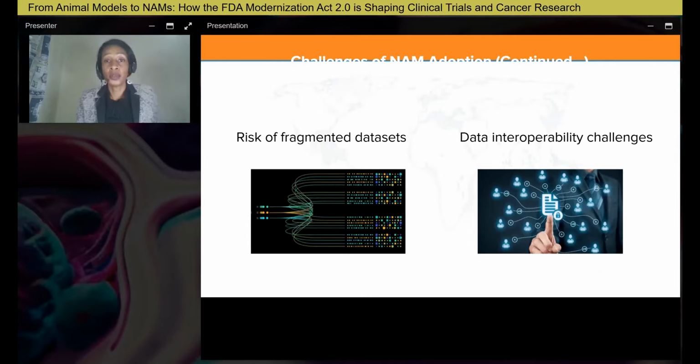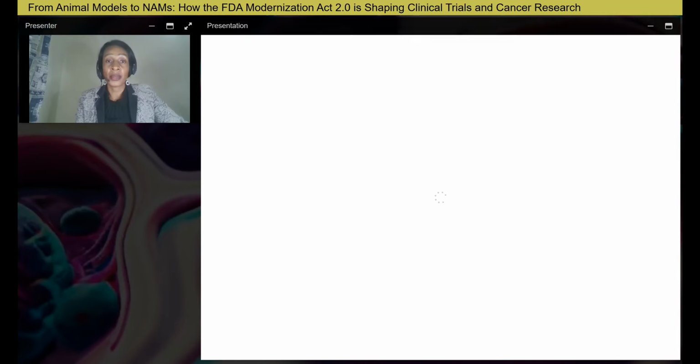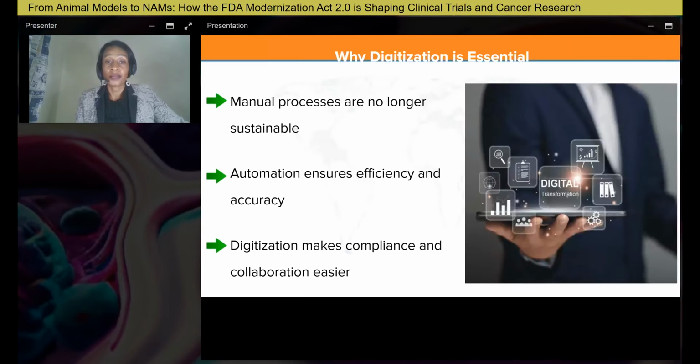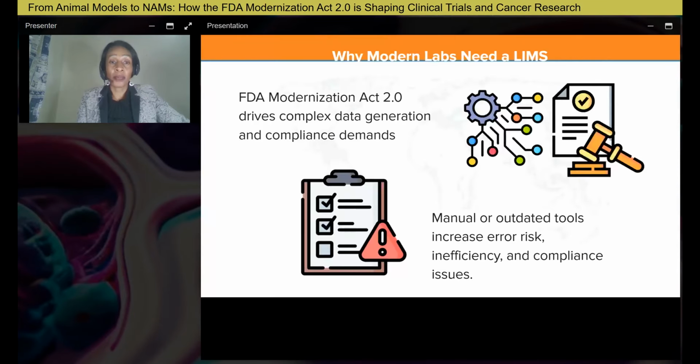So what can the lab do to prevent these data interoperability challenges? And this brings us to the need for digitization. A few things are clear at this point. Manual processes are no longer sustainable as labs transition from an animal to a hybrid model and eventually to a NAMs model. Automation ensures efficiency as well as accuracy, and digitization makes compliance and collaboration easier.